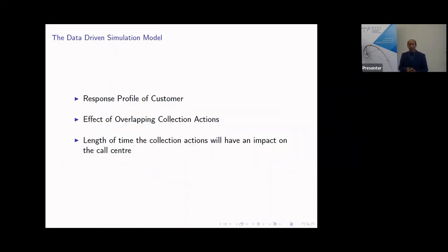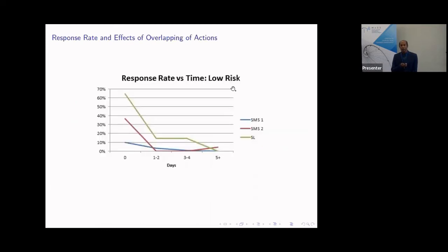And then there is the length of time: when you send an SMS today to a group of people, what will be the length of the time effect over which calls will come to the call center. So these are three major components, and of course some others as well, that play a vital role in modeling this simulation-based optimization model. The first one is the profile.